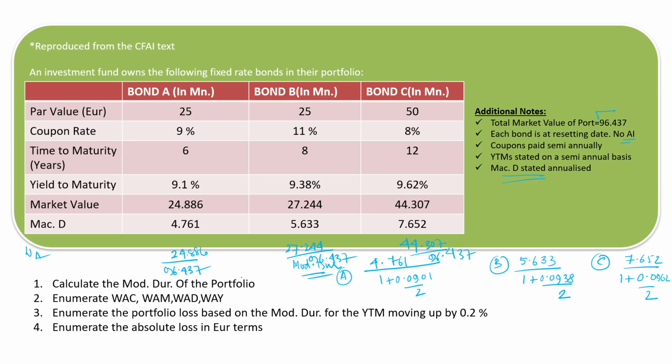If you calculate the weights in this fashion, the weight for bond A comes out to be 25.8%, for bond B it comes out to be 28.25%, and for bond C it comes out to be 45.95%.